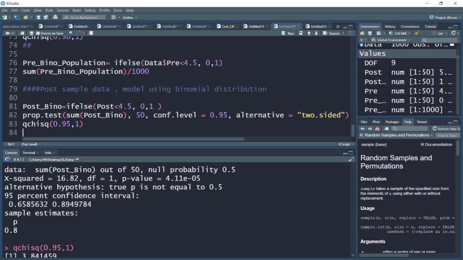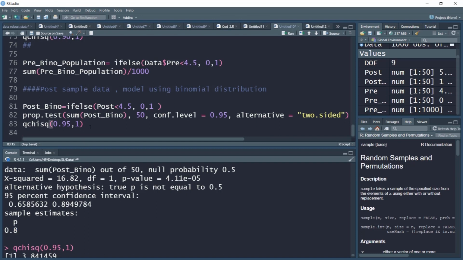We can also infer the same from our p-value, that is 4.11 e to the power minus 5, which suggests that with a lot of significance we can reject the null. That means the probability that an individual scores 0 or 1 is not 50%. It is significantly different. Some intuition is also provided that it is more than 0.5, which we can gauge from the interval. The confidence interval starts from 0.658 at the lower side and 0.894 at the higher side, and the sample estimate is 0.8. So there is some evidence suggesting that the population mean may be higher than 0.5.